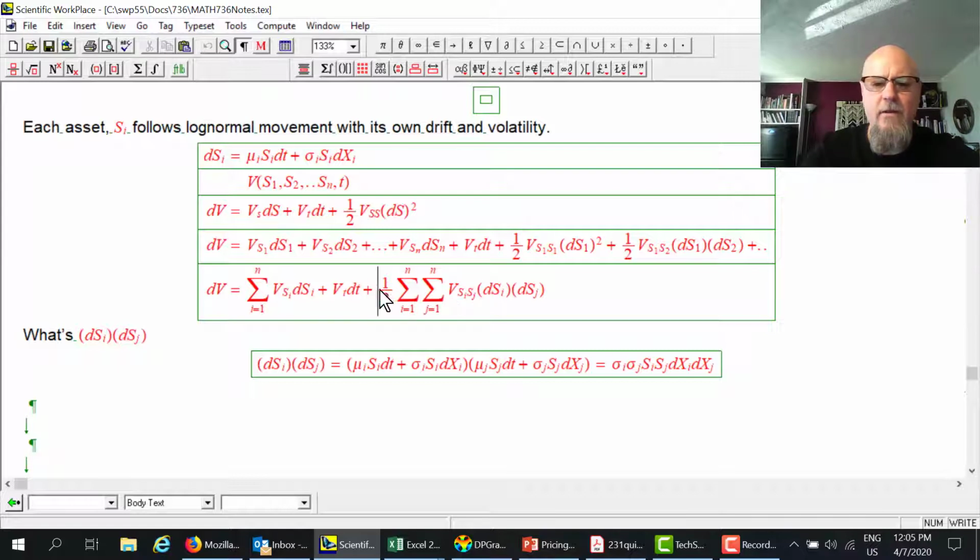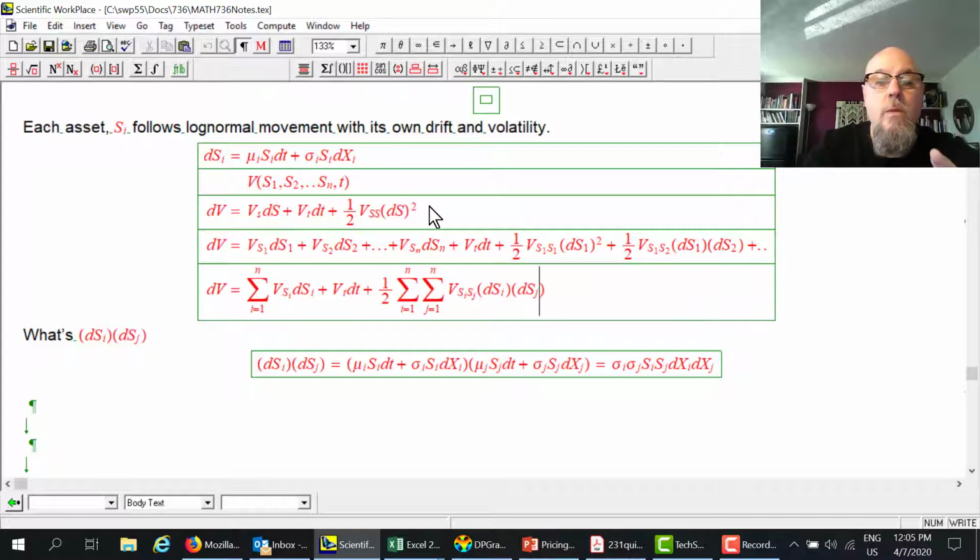So where does this half come from? Oh, the half is the same half here. It's the Taylor polynomial half, right? 2 factorial. It's still there. So now I've got my dV here. Now everything I understand except for this dS sub I and dS sub J.